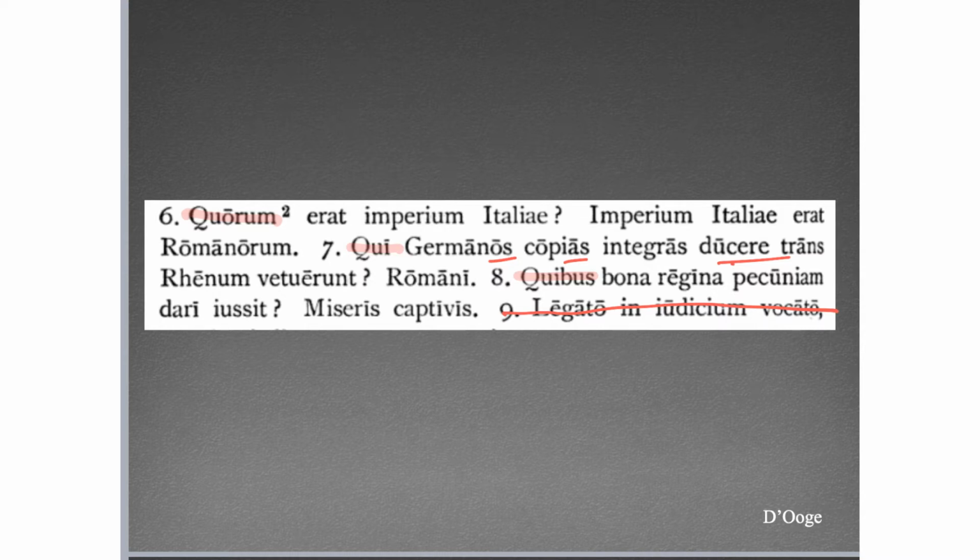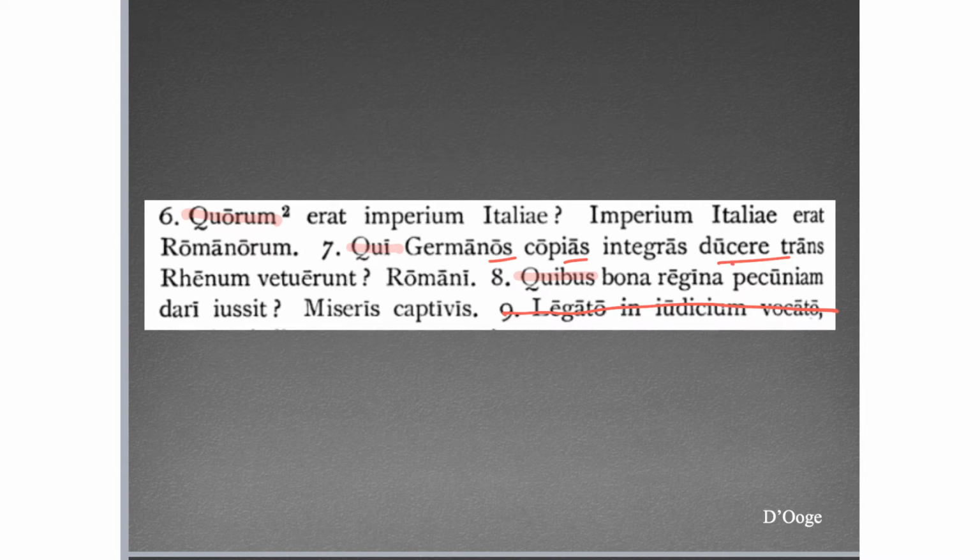All right, with a verb like give, dare, we are likely to have a dative. So it looks like quibus is in fact dative. All right, so to whom, quibus, did the good queen, bona regina, order, iussit, money, pecuniam, to be given. So the quibus is dative, going with dari.